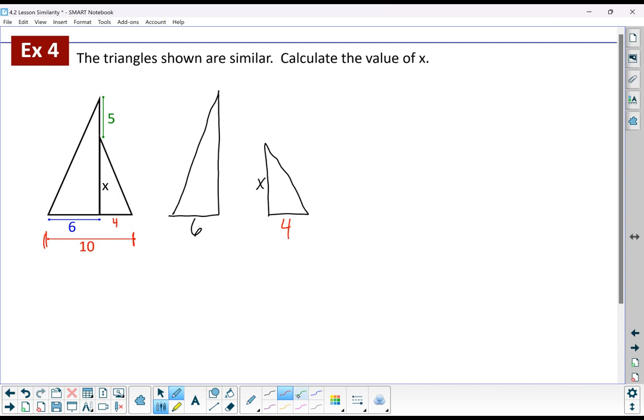And then the maybe trickiest bit is to figure out the height of that taller triangle. Well, it's just broken into two pieces, an x and a 5. So that means that height is going to be x plus 5.